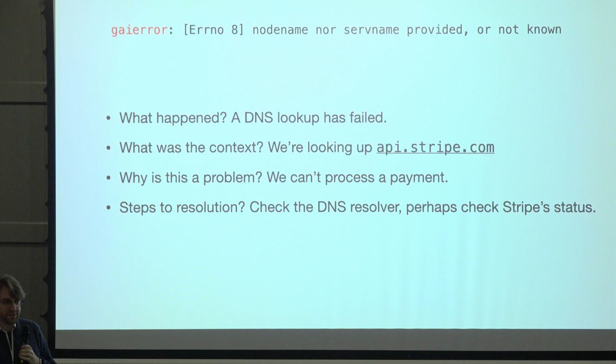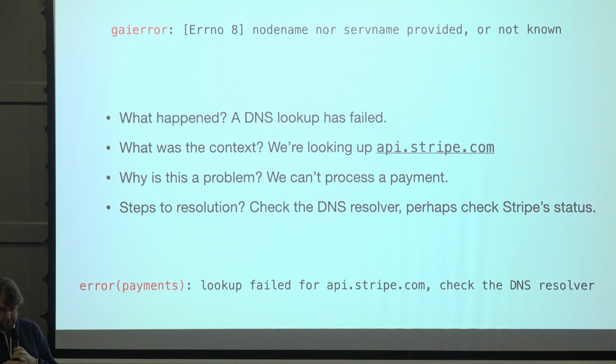What would a better error message look like for this? I reckon it might look something like this. Error for payments. Lookup failed for api.stripe.com. Check the DNS resolver. Is this perfect? No, absolutely not. There's always ways that you can improve this. But does that give you much more of the useful information than the error message at the top? I think it does.